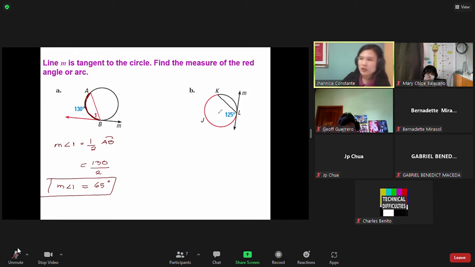But if we're looking for the measurement of the arc, and the angle is given, as you can see here in the circle B that we have, the measurement of angle L is equal to 125. So to find the measurement of arc KJL is equal to twice the measurement of the angle.